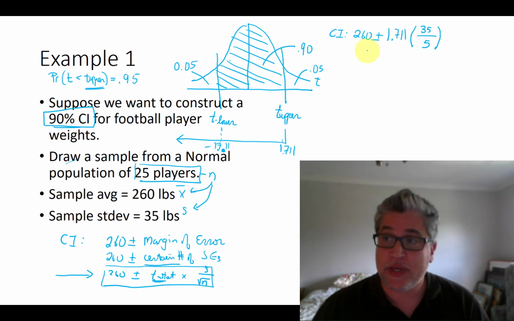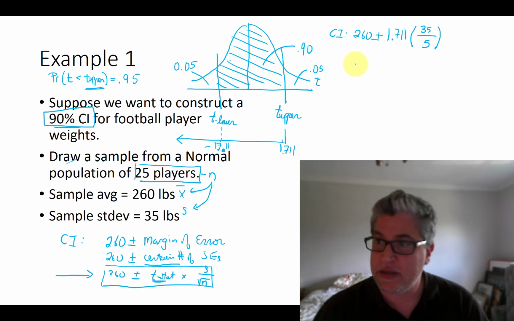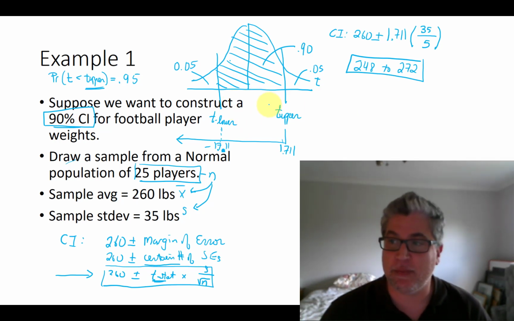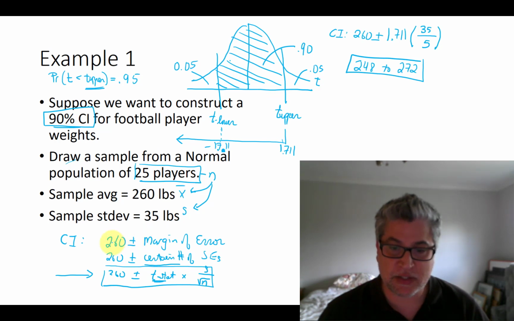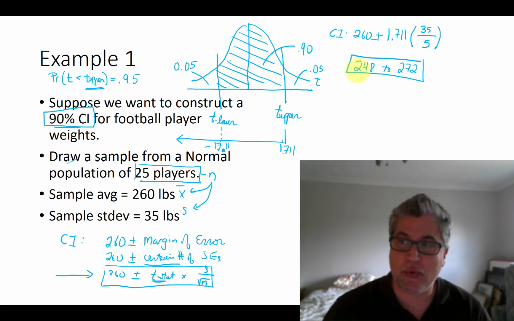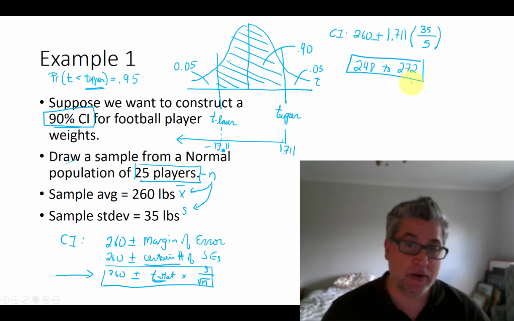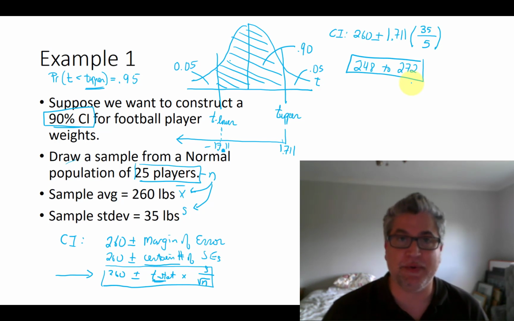Okay, so we key that into a calculator and we get 248 to 272. That is our confidence interval now for what we think the average football player weight is in this particular population. Our best guess is still 260, but it can be a little bit more or less. We're going to go between 248 and 272 for the average weight of the entire population of football players we sampled from. All right, we're going to do a couple more examples.